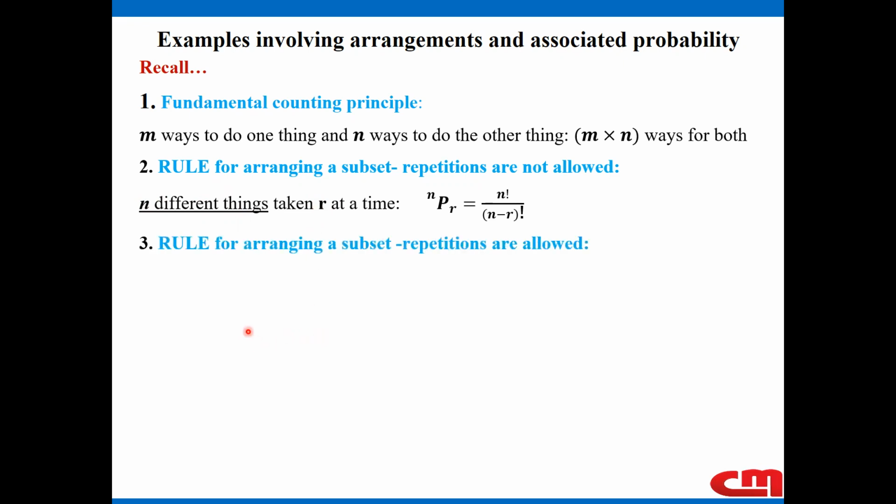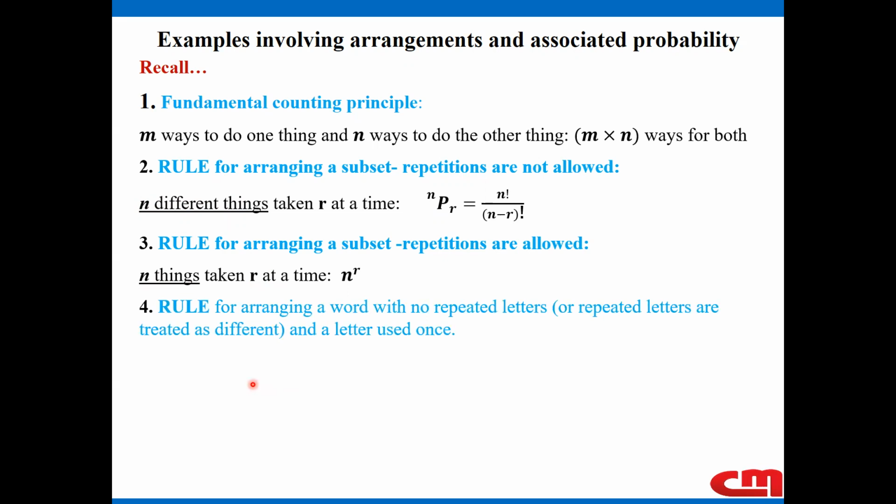Then number three, rule for arranging a subset, repetitions are allowed. The rule simply states that n things taken r at a time is the same as n to the power of r. Still, the n and r have the same meaning as I explained here.